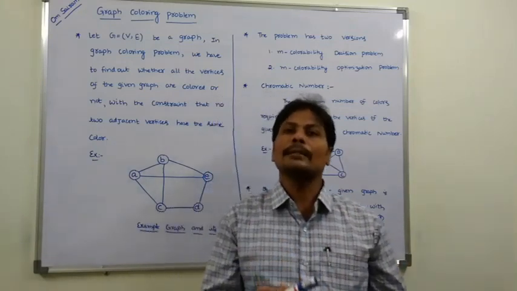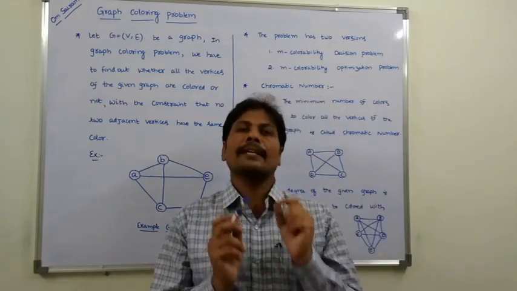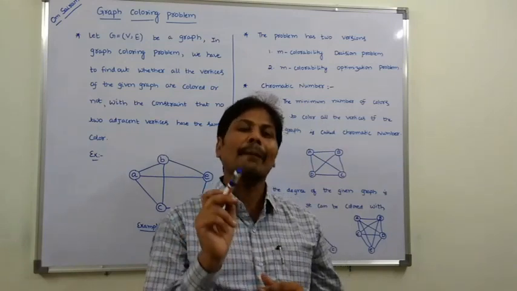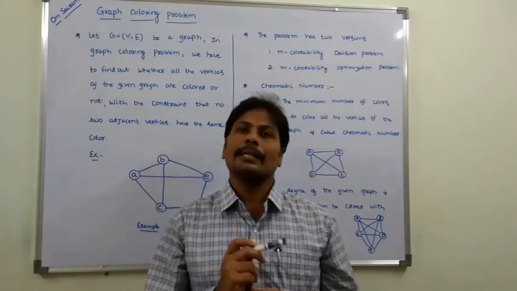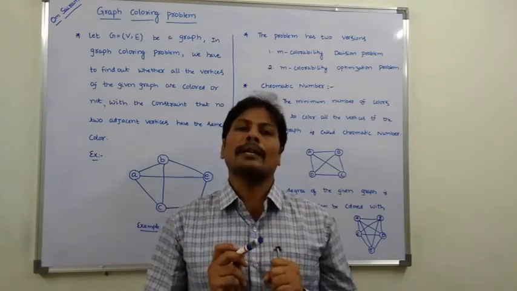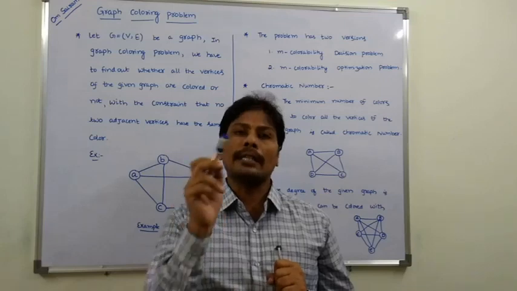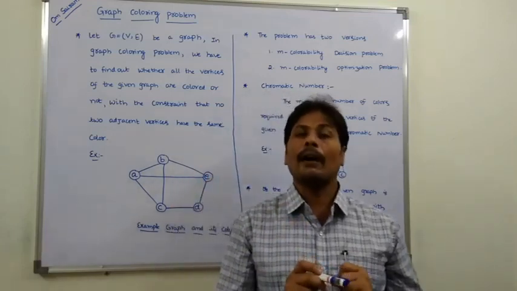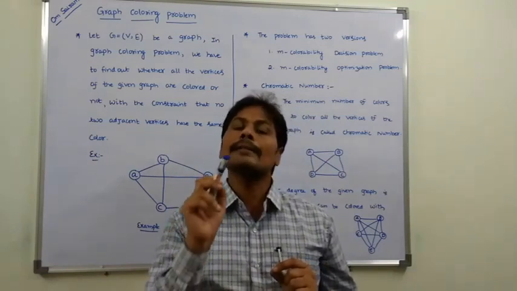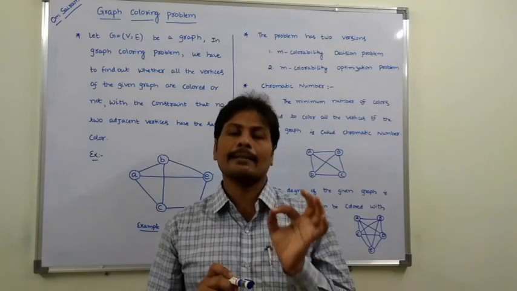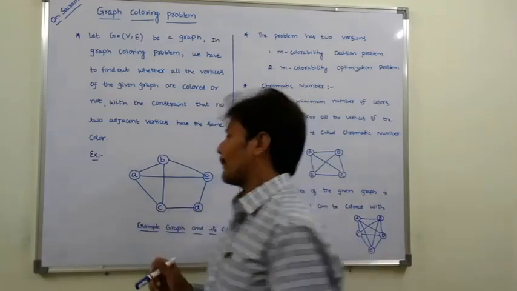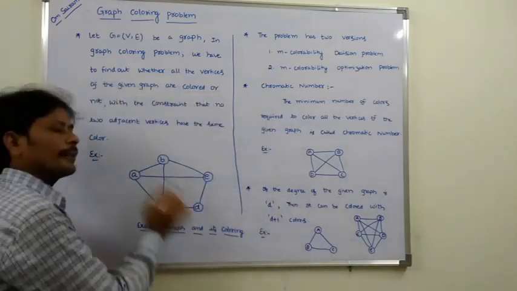Once again I am telling. Let us consider a given graph. In that given graph there are n number of vertices and E number of edges. Our problem is to color all the vertices of the given graph and no two adjacent vertices have the same color. So this is the constraint of the given problem. Let us take one example. This is a given graph.